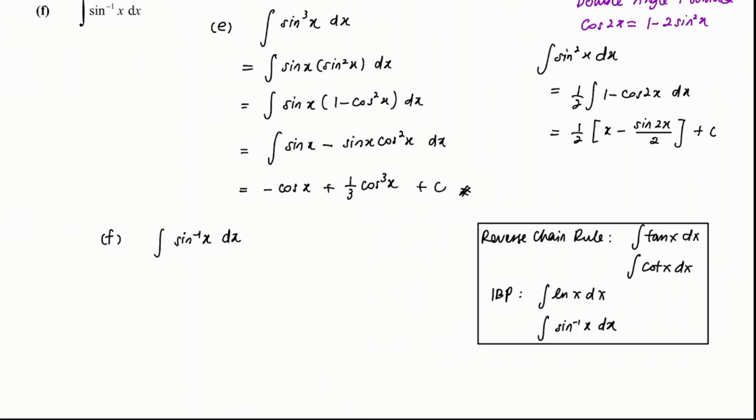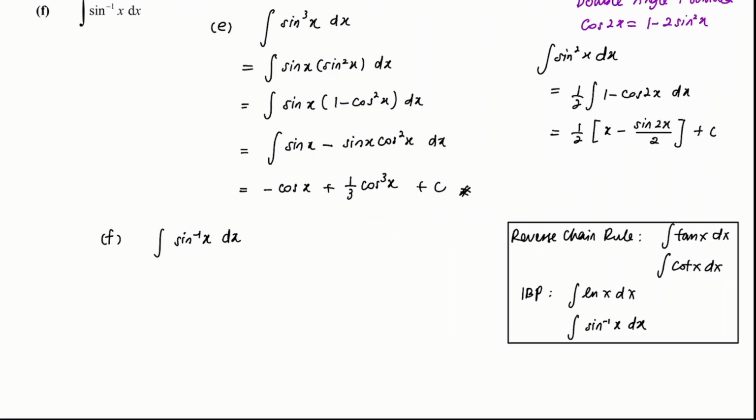Now because of this, let's try integration by parts. Let's set this up over here. There's an invisible one. So LIATE: which one is suitable to differentiate, and which one is suitable to integrate? Obviously, the u would be our sine inverse of x because we can't even integrate the sine inverse.